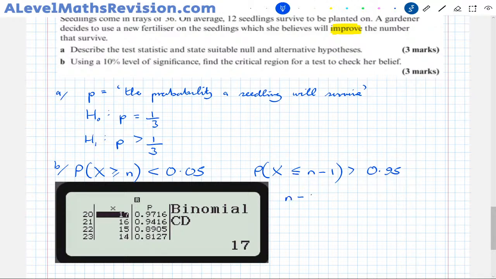So n minus 1 equals 17 means that p equals 0.972, which is greater than 0.95. n minus 1 equals 16 means that p equals 0.942, which is less than 0.95. We've shown it crossing over the threshold.